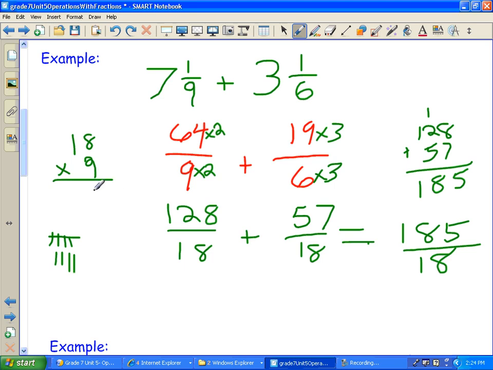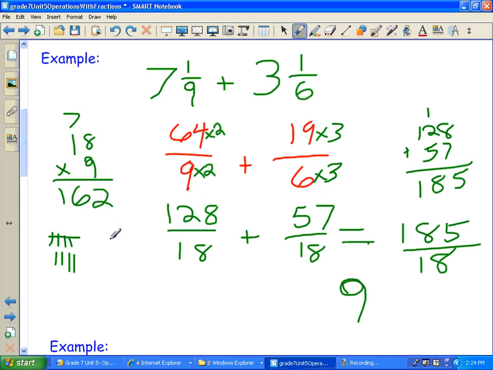9 times 8 is 72. 9 times 1 is 9. Plus 7 more is 16. So how many times will I get 18 out of 185? It'll be 9 times. And how many left over? Well, it looks like I'll have 72, 82. Oh, I'm going to have 23 left over.